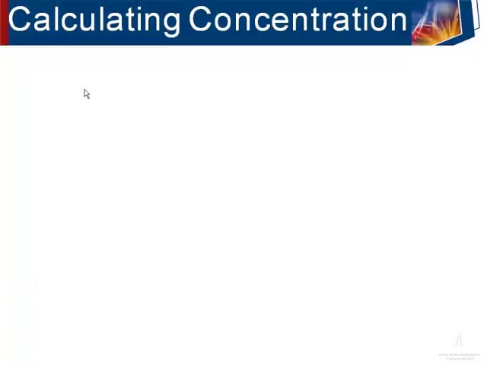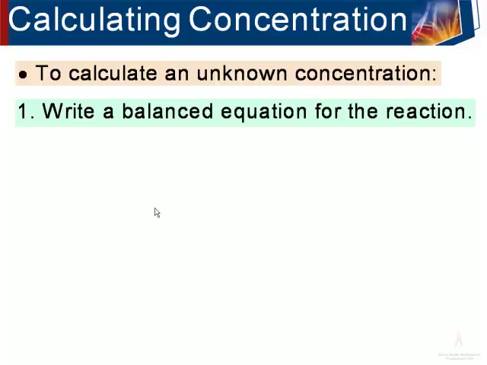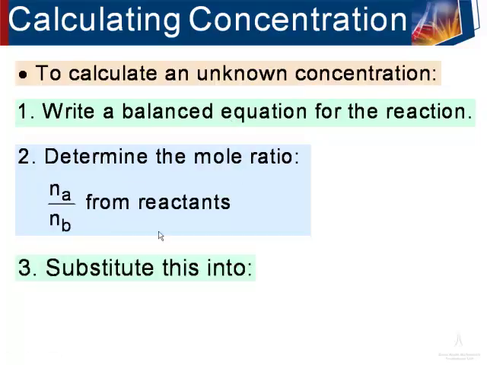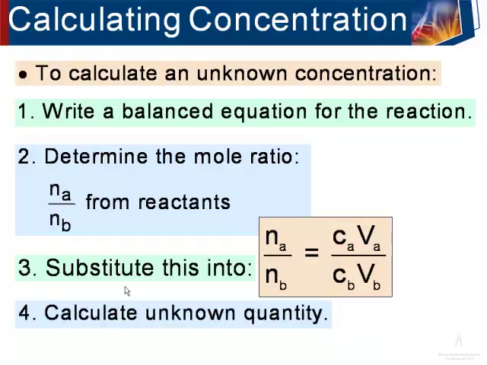To calculate the unknown concentration, these are the steps you must follow. Step 1, you must write the balanced equation for the reaction. Step 2, from the balanced equation, determine the molar ratio, in other words, the ratio of the number of moles of the acid versus that of the base from the reactants. Step 3, substitute that information into this equation. And then the last step is to calculate the unknown quantity.